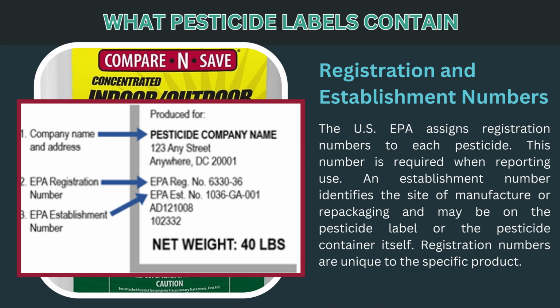Registration and establishment numbers. The U.S. EPA assigns registration numbers to each pesticide. This number is required when reporting use. An establishment number identifies the site of manufacture or repackaging and may be on the pesticide label or the pesticide container itself. Registration numbers are unique to the specific product.